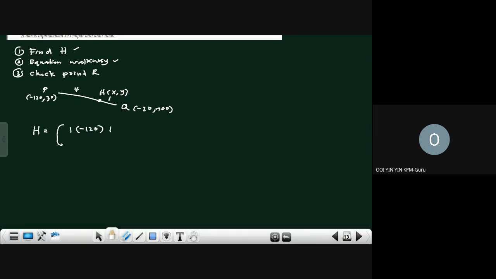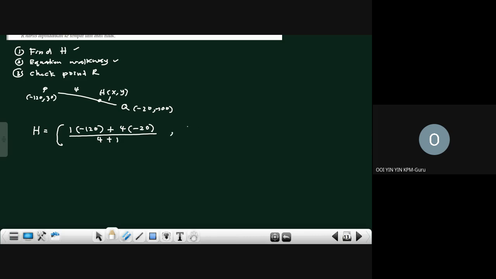Okay, and then plus the second part, ratio of 4, and then multiply with your x2, negative 20. And then all these divide with your ratio n plus n, which is 4 plus 1. Okay, this ratio n plus n, please write n plus n. Don't directly write 5. Write 4 plus 1. Don't directly write 5, okay? Marks will not be given, because we want to see how you get that 5.